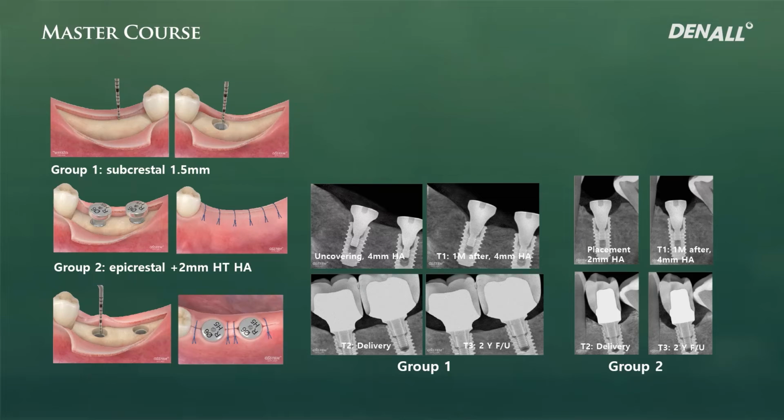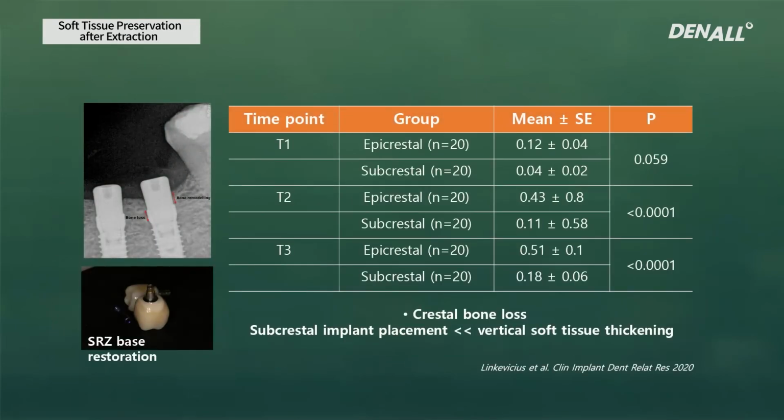Regarding the procedure, the investigator placed implants rather deep instead of doing grafting. So when the tissue is thin, by placing implants deep, you can reduce the bone resorption. Grafting can be done, but implants can be placed rather deep. Clinically, this is a good way to reduce bone loss.